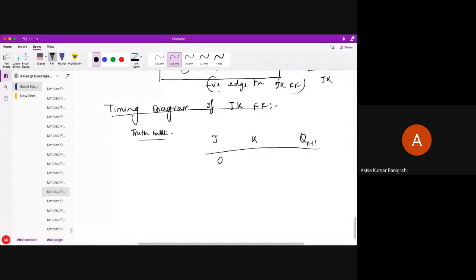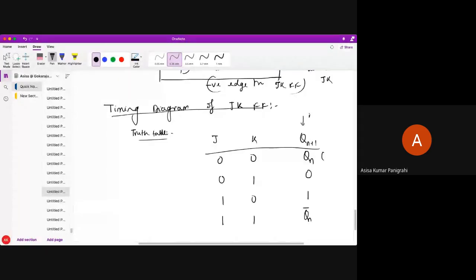I'll be getting Q equal to 01. I will be getting 010. I'll be getting 111. I'll be getting toggle. Okay, so these are all the next states.